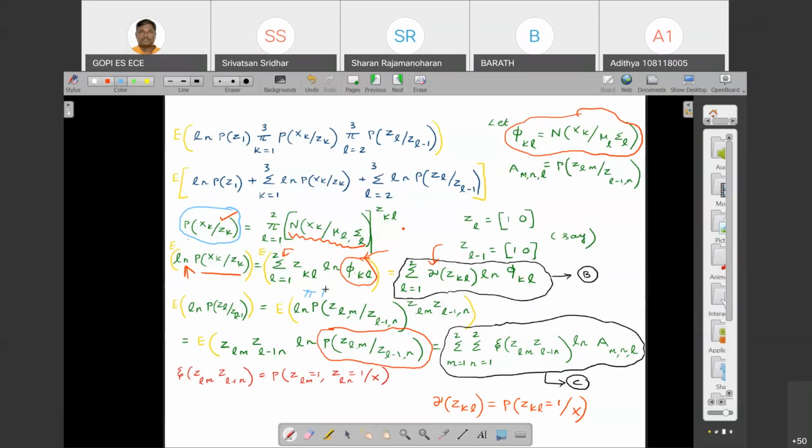So you have this product. Please correct it. There is a product here for m and n. So after taking logarithm, that becomes the summation here. That becomes a summation here. So in this expression, there is a mistake, right? After ln, we have to write this product, m equal to 1 to 2, and then n equal to 1 to 2. That is the issue, right? So we have to write this product.